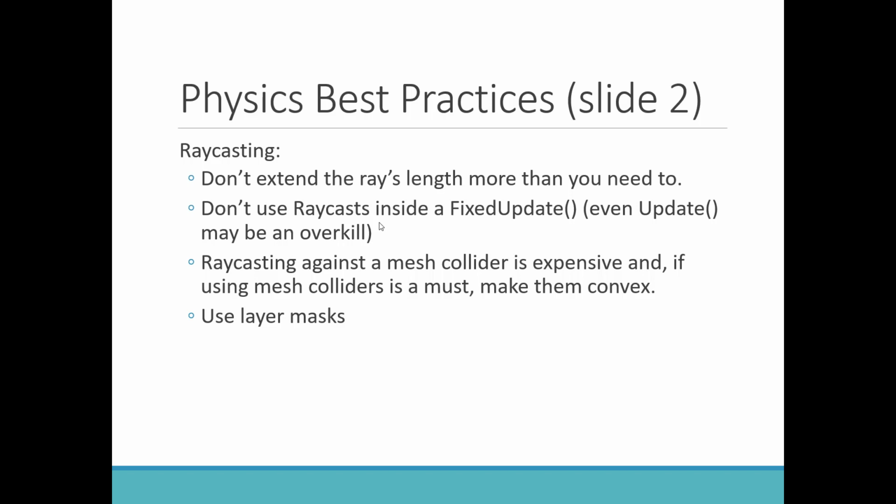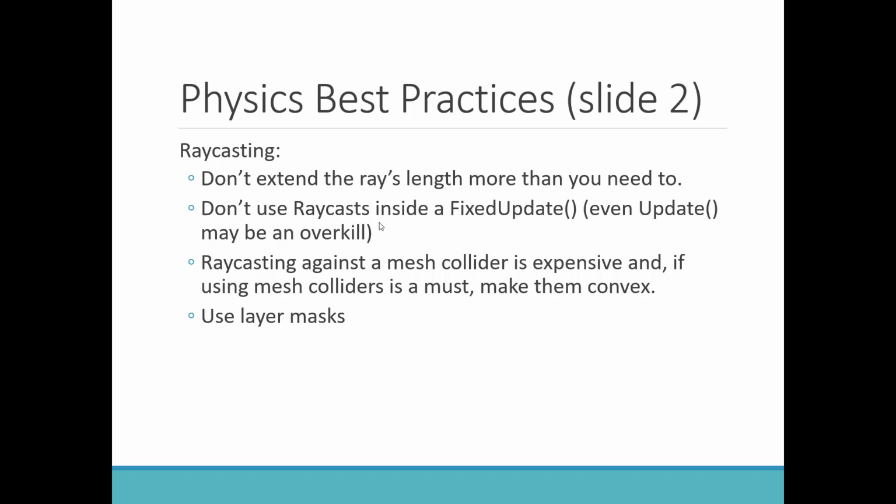Don't use raycasts inside the fixed update. Maybe even the update might be overkill in a lot of things that you do. For example, if I have a player that's moving forward and I want to make sure there's nothing in the way, I should only cast a ray if my player is trying to move in that direction. So I don't need to do it for every single frame. In some situations, you may be able to use a coroutine. So instead of doing it 30 to 60 times per second, maybe you only do it twice. That might be enough. So a coroutine might be better there.